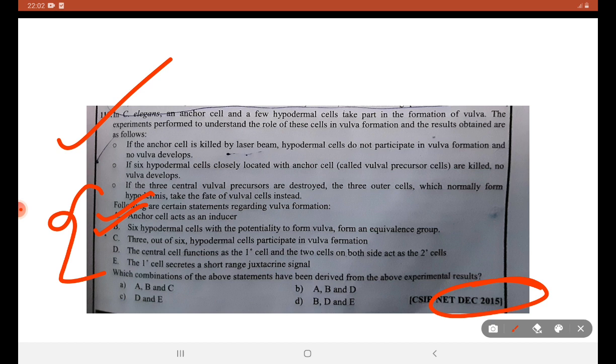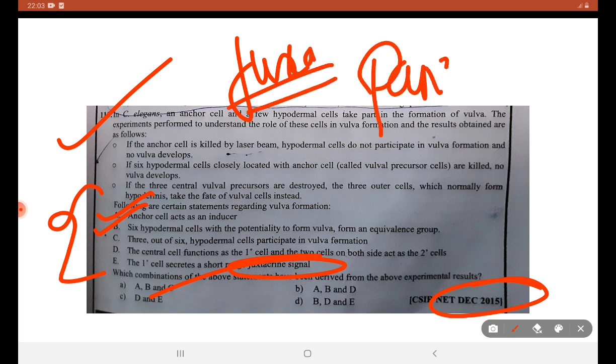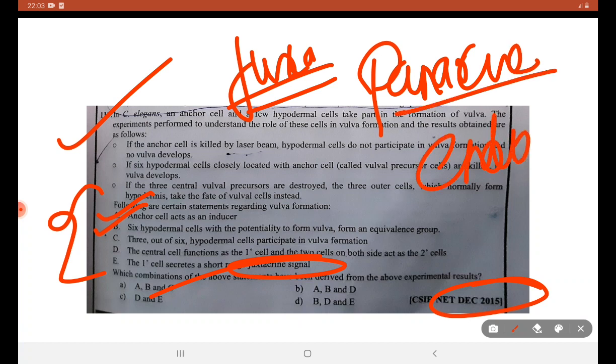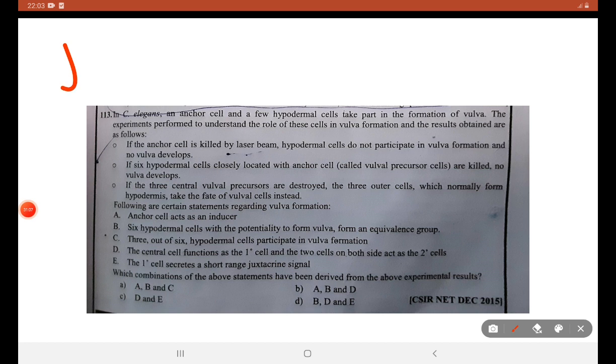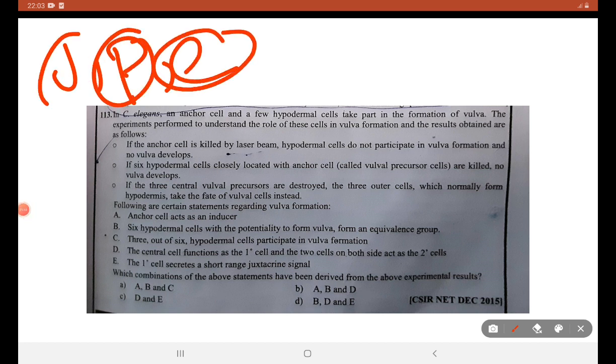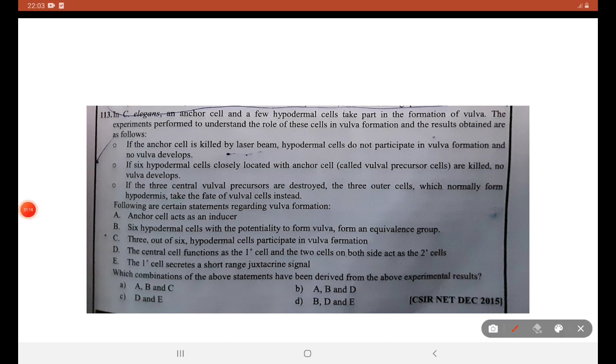Go and check. Then, the primary cell secretes a short-range juxtacrine signal. Is that juxtacrine? What are the types of signaling? Juxtacrine, paracrine, and endocrine. We will see all these when we study signaling systems. A, B, C are the correct statements.